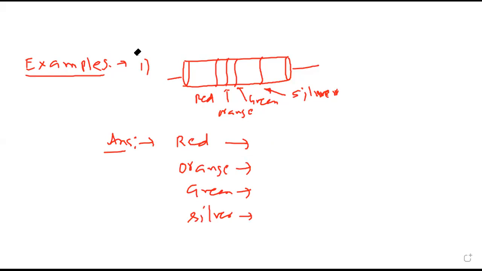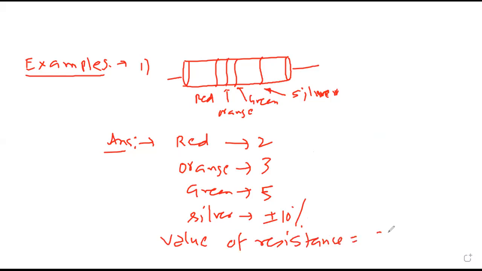Yes, correct. From that you can see it is 2. And orange? 3. Correct. Green? Is it 5? Yes. Silver is plus or minus 10%. Therefore, the value of resistance is 2, 3. First two are significant digits, 23, into multiplier of 10 raised to 5, plus or minus 10% ohms. This is the value of resistance.